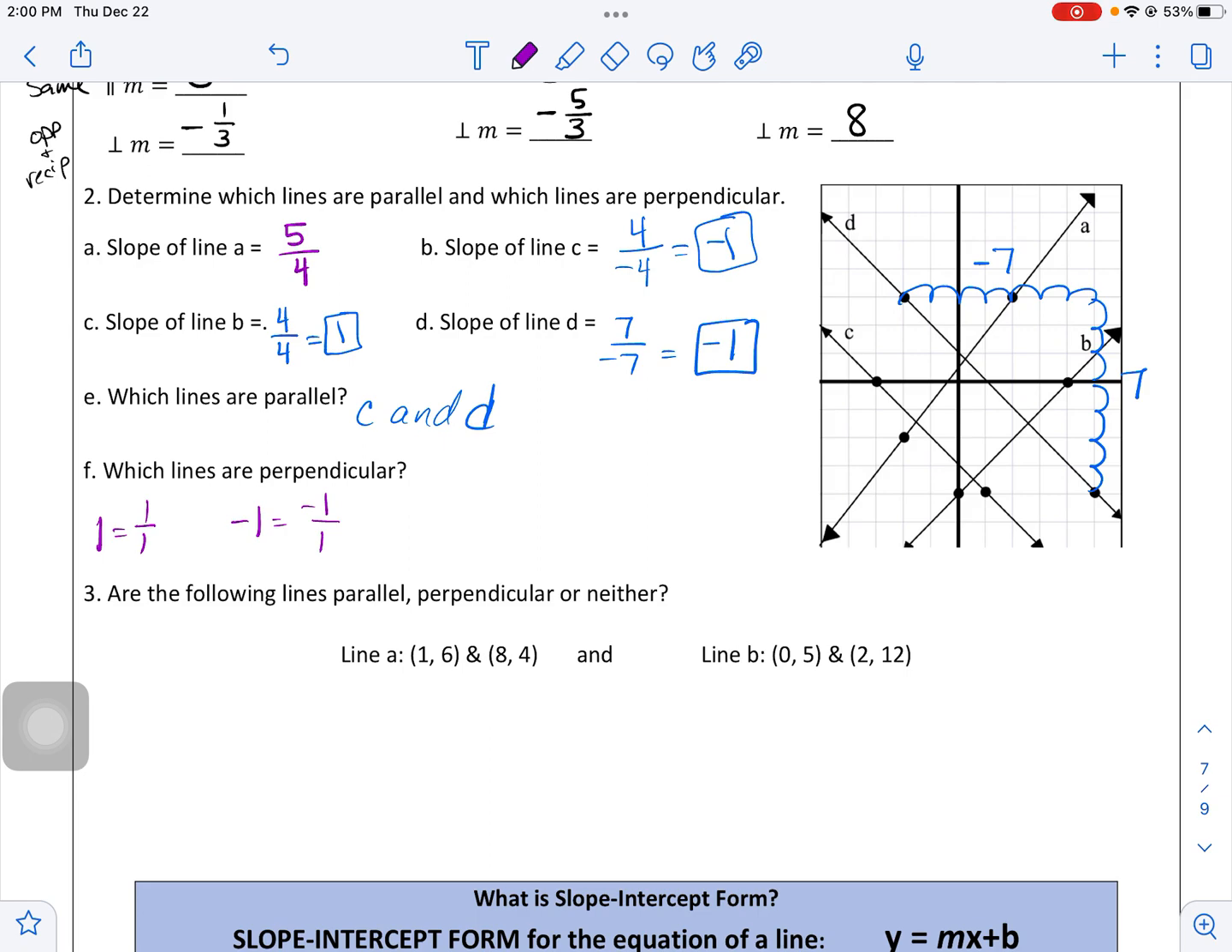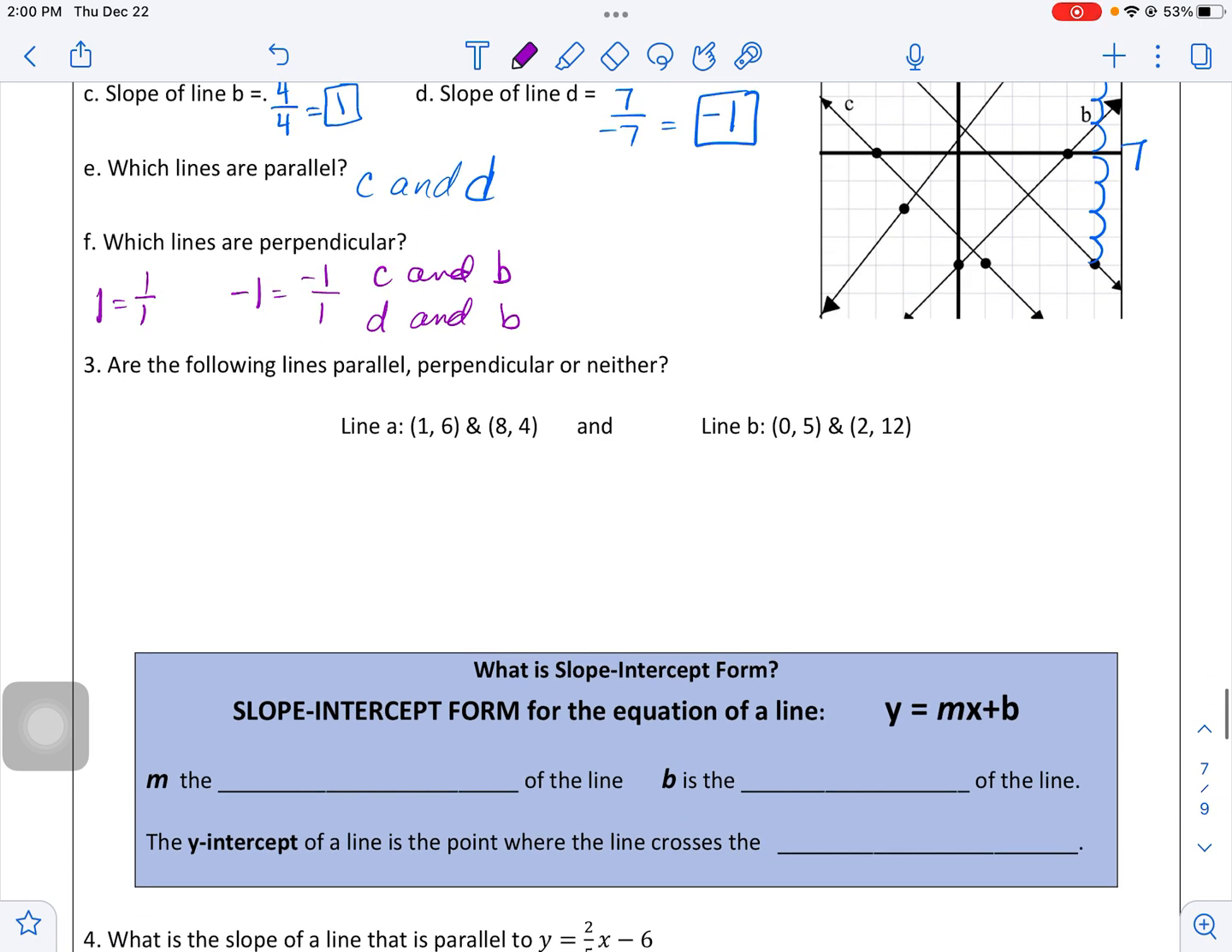So line C, I'm sorry, I have the wrong letters up here. No, that was right. C and D was right. So line C is going to be perpendicular to line B. But then also, look, line D is also negative 1. So line D and B will also be perpendicular.